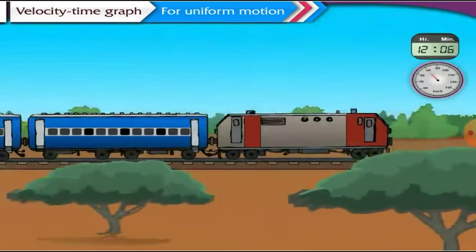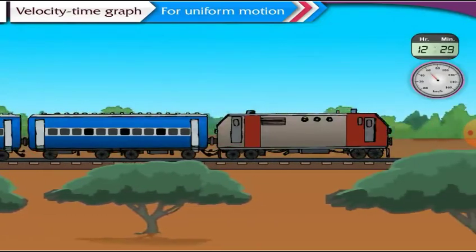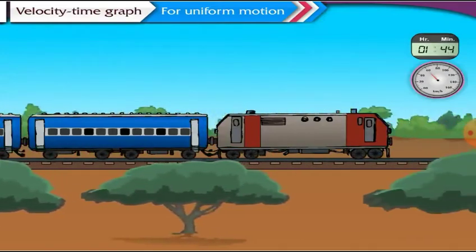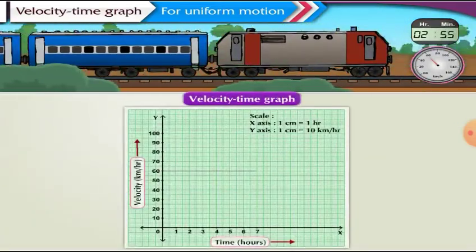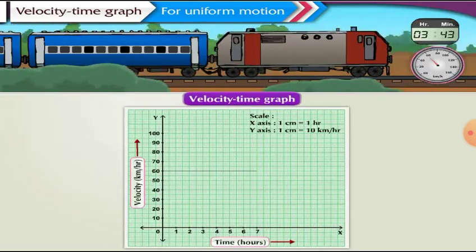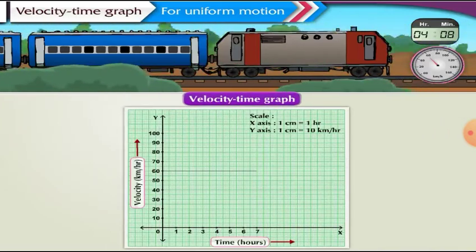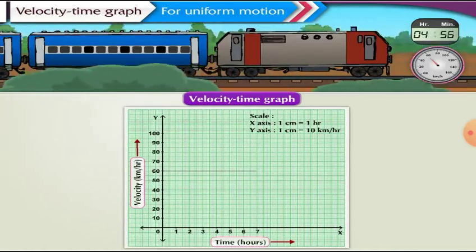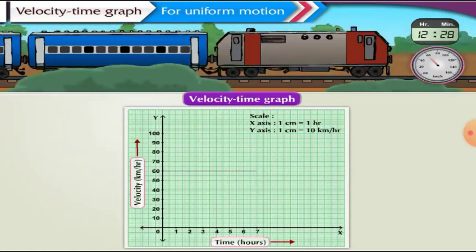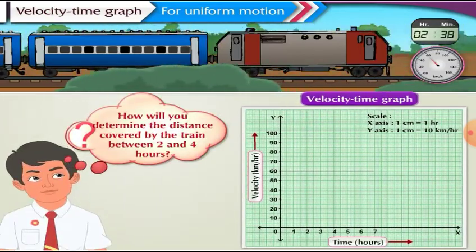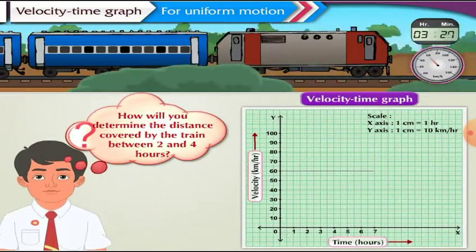A train is moving with a uniform velocity of 60 kilometers per hour for 5 hours. The variation of velocity and time is represented here by the velocity time graph for this uniform motion. Come, let us answer a few questions with the help of this graph. How will you determine the distance covered by the train between 2 and 4 hours?